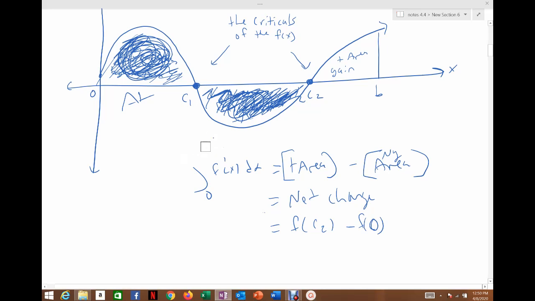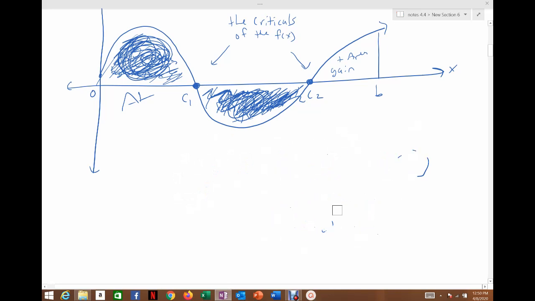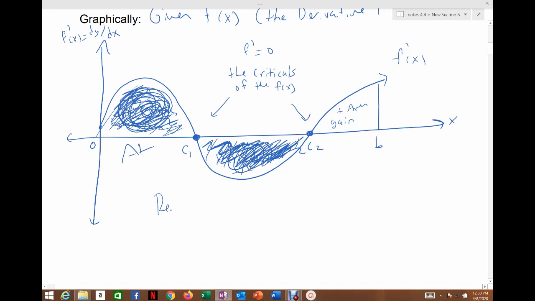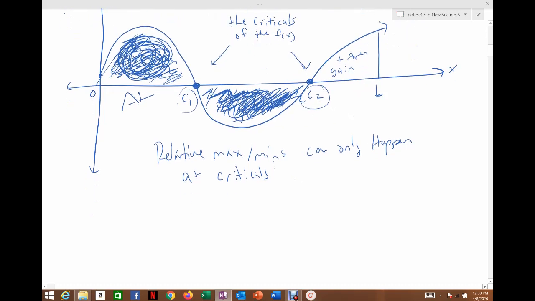The other thing I want to make note of is, again, it's a throwback question, actually. But you should understand maxes and mins, right? So my relative max or mins can only happen at critical values. So in this case, the possible max and mins would be at my two critical points, C1, C2. Well, it should make sense. A max should occur after a gain, right? This would be a gain, this would be an increase, stopped, and then this would be a decrease.